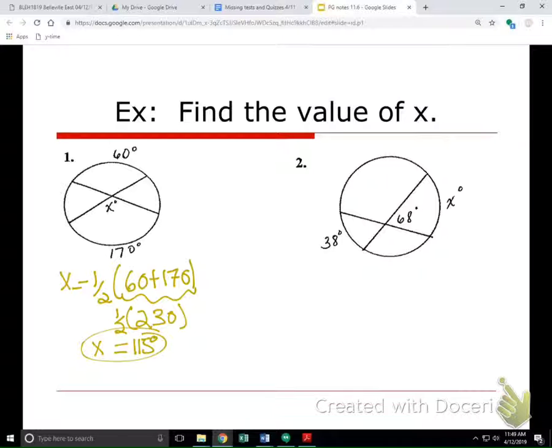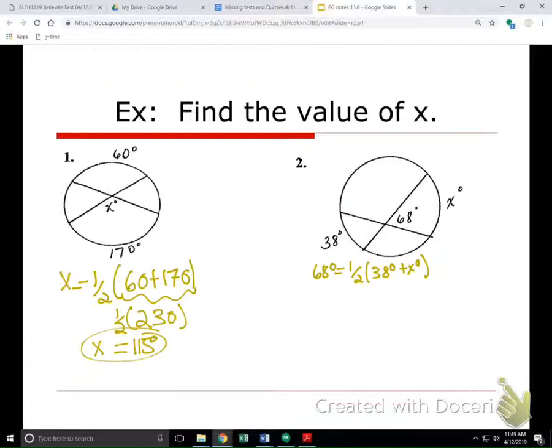Nice job. Our second one over here is the same formula, but now you're looking for a different part. It gives you the angle, but now you're looking for the other arc. So we set it up, and then we have to solve backwards. So what you have is 68 degrees equals 1/2 of 38 degrees plus x degrees.